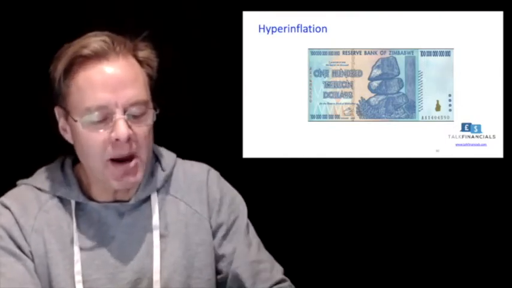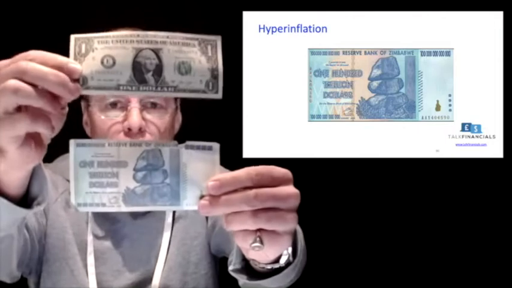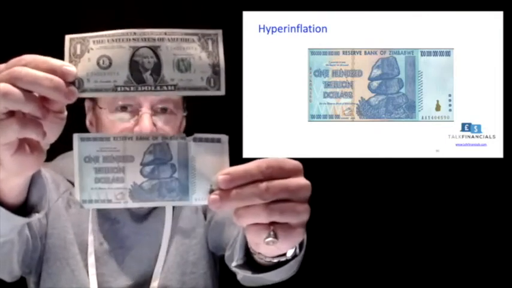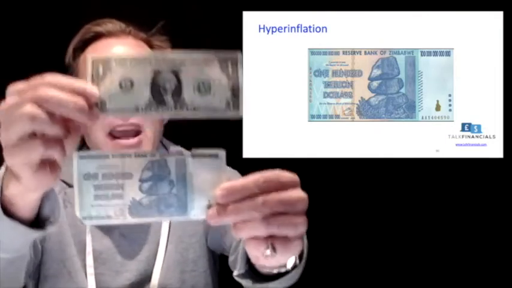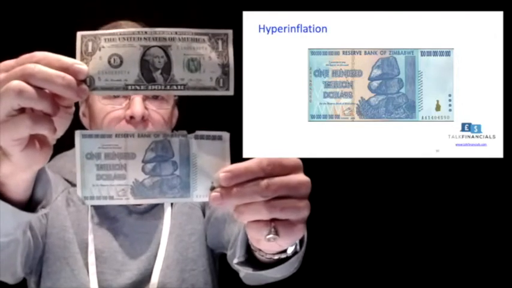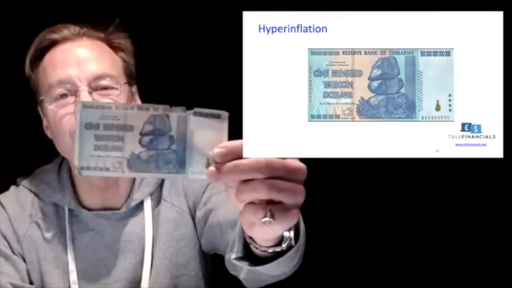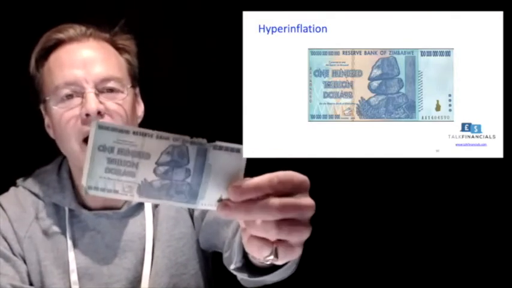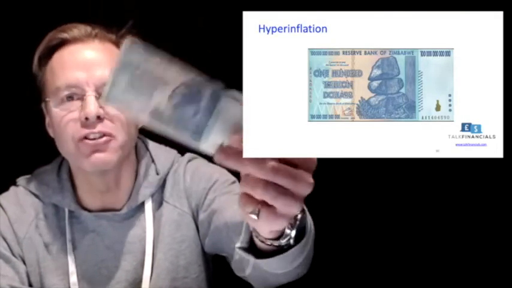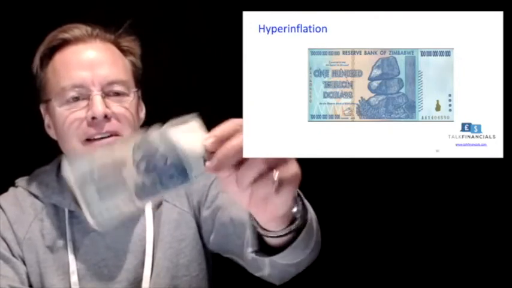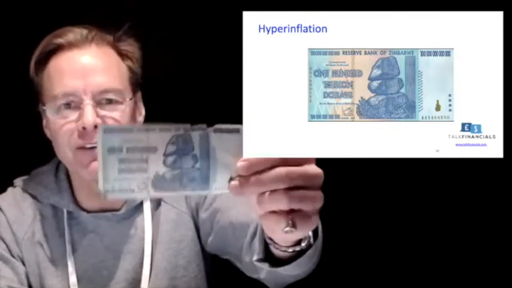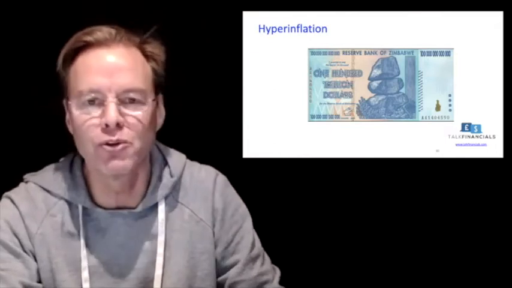So if you think about these two bills, we've got a dollar bill and a $100 trillion bill. Which do you think has the greatest purchasing power? Well, of course, you'd be right. It's the dollar bill. This actually has no purchasing power at all. It has a value as a souvenir, as an interesting artifact, effectively. And you can pick them up in markets and souks around the world.